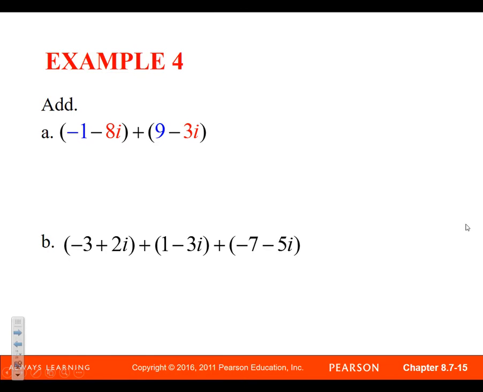Let's see what you guys can do with these complex numbers. Oh, my heart hurts for you.